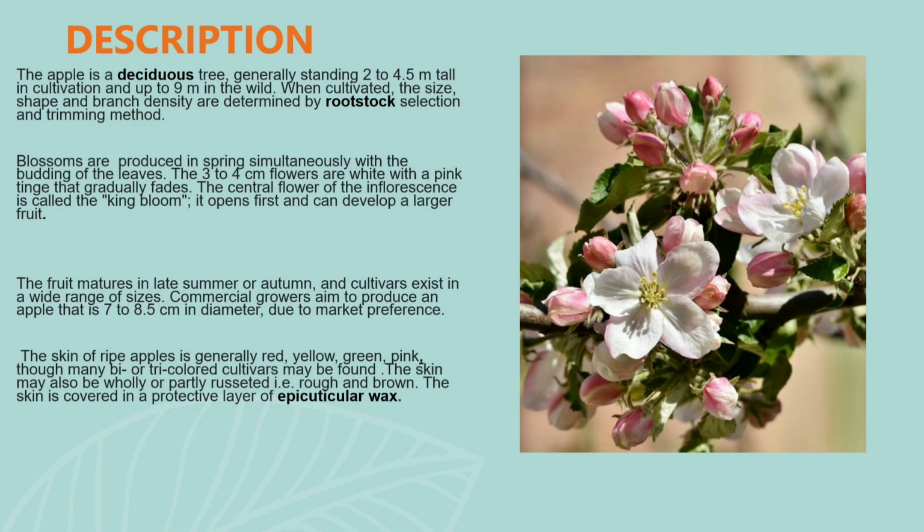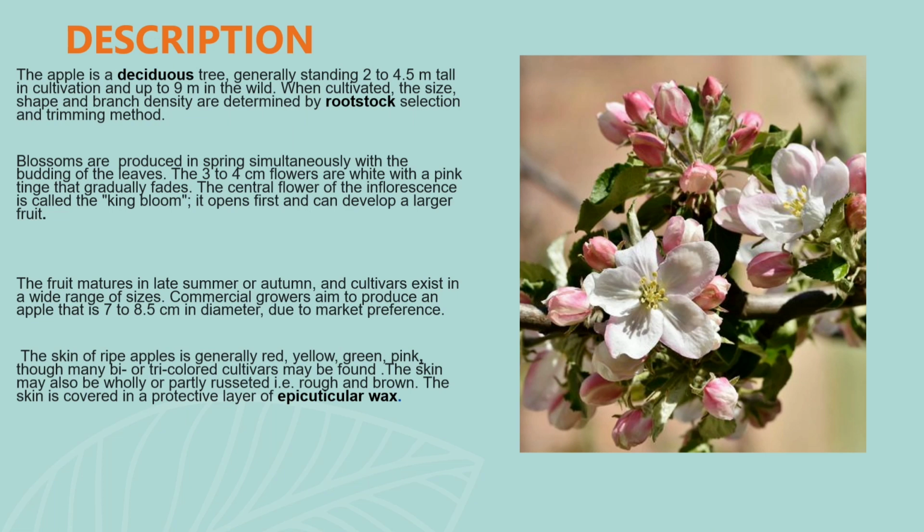Talking about the description, the apple is a deciduous tree, generally standing 2 to 4.5 meters tall in cultivation and up to 9 meters in the wild. When cultivated, the size, shape, and branch density are determined by rootstock selection and trimming methods. Blossoms are produced in spring simultaneously with the budding of leaves. The 3 to 4 centimeter flowers are white with a pink tinge that gradually fades.